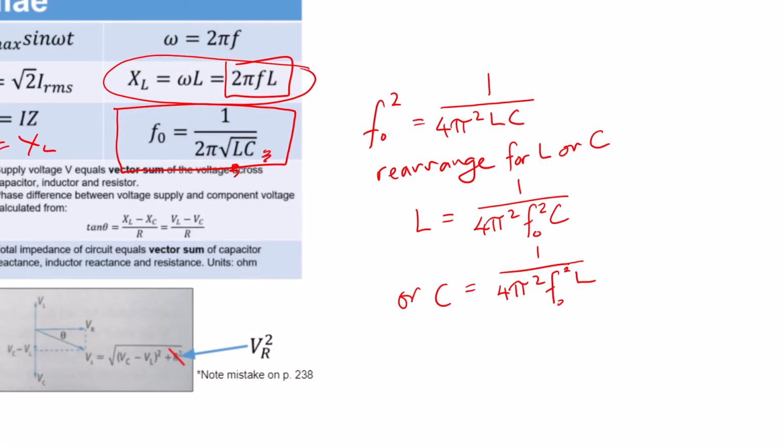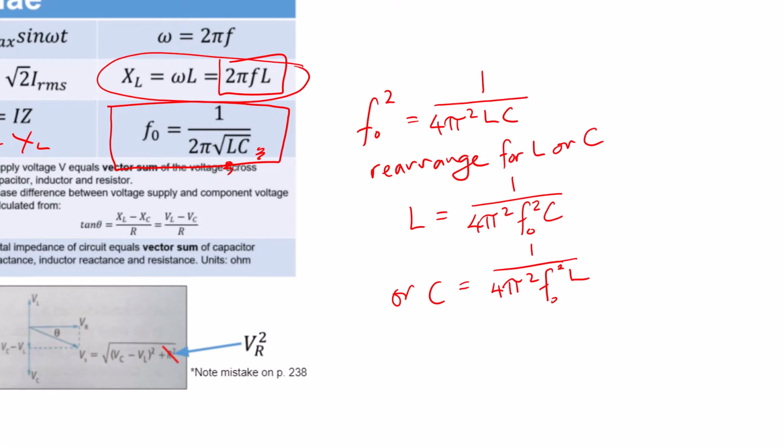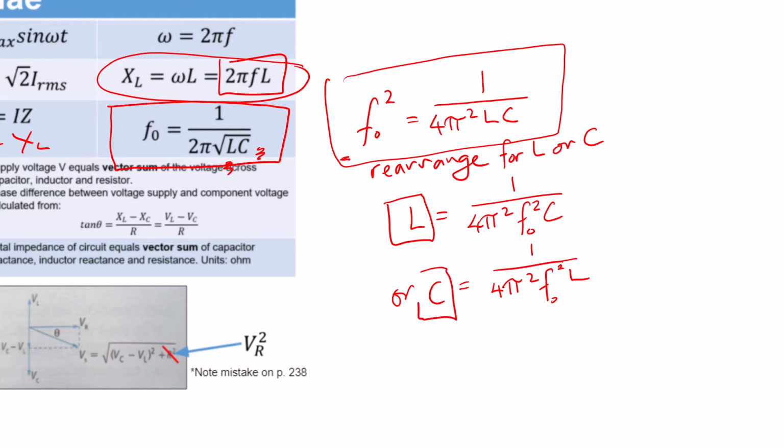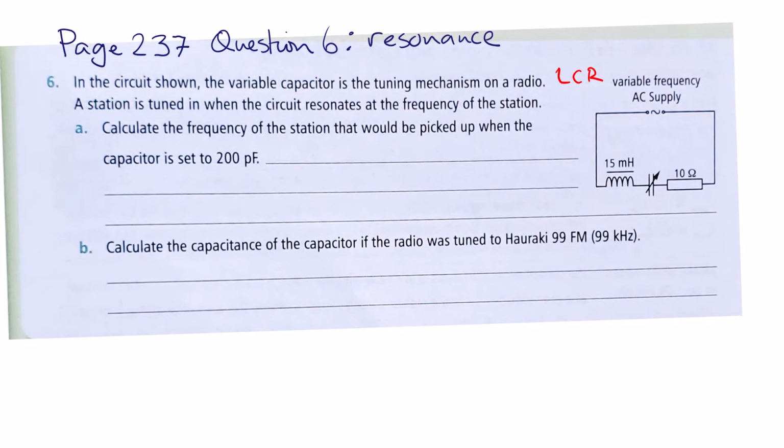And if we want to make inductance or capacitance the subject of the formula, it's sometimes easier just to use this form of the formula, where if we square both sides we have resonant frequency squared equals this, and we can rearrange that easily to make the inductance of the inductor the subject of the formula, or the capacitance of the capacitor.